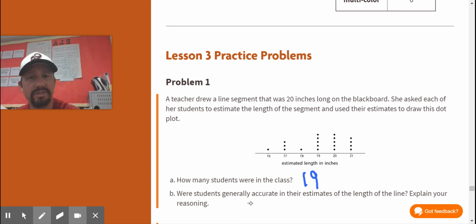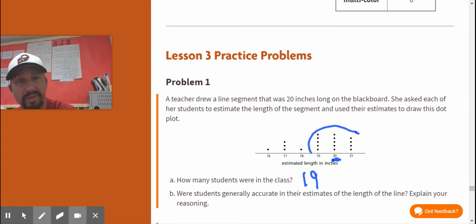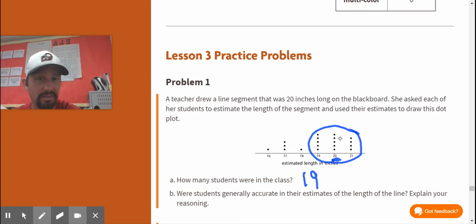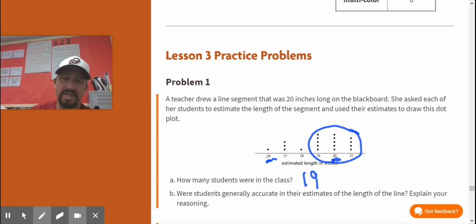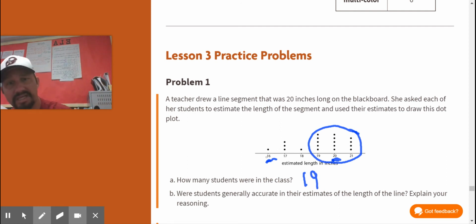And so were the students generally accurate in their estimates of the length of the line? So do you think they're about accurate? Well, yeah, in general, most people, because it was a 20-inch line. So here's the correct answer. And they're estimating, they're looking up there. Look at all these people who were right on or within an inch. So yeah, even the people who were wrong, the person who had 16 was the furthest off, and that wasn't really that far off. So I would say yes, they are all generally accurate.